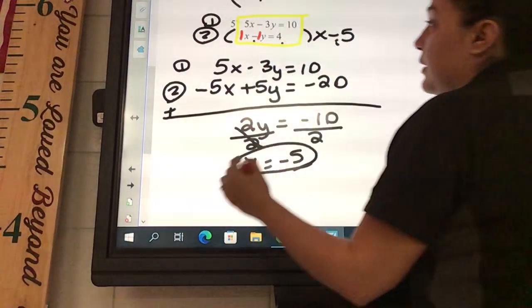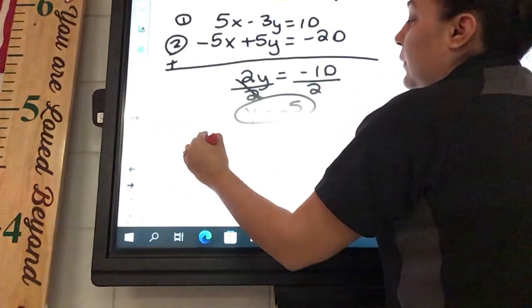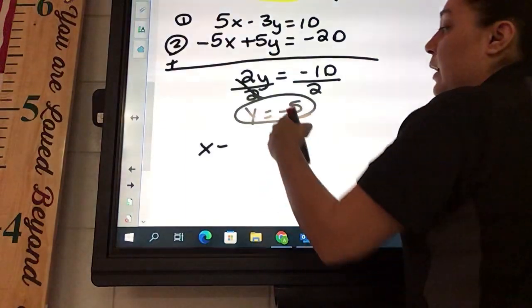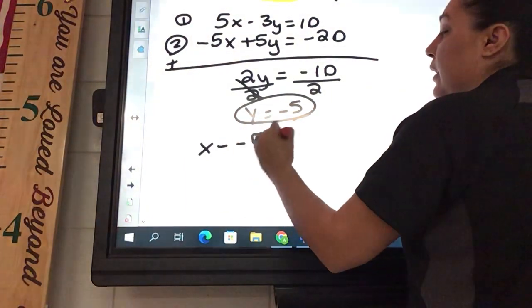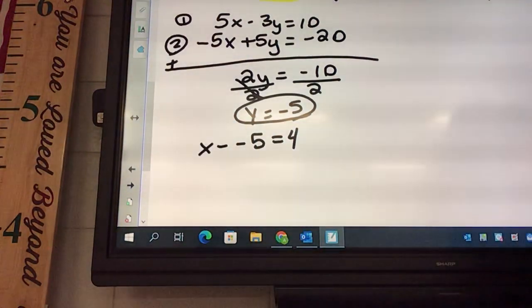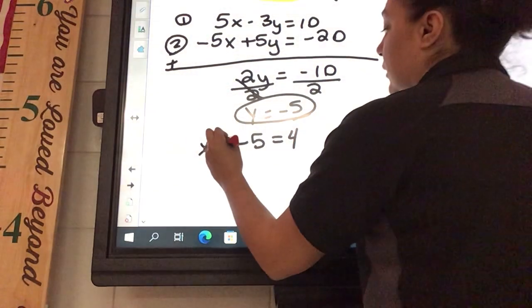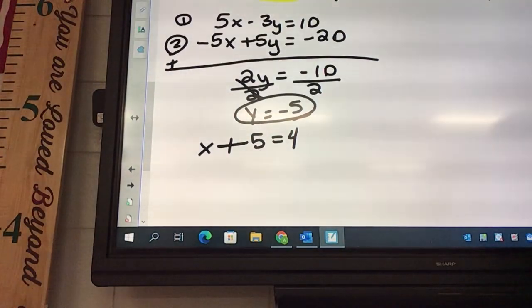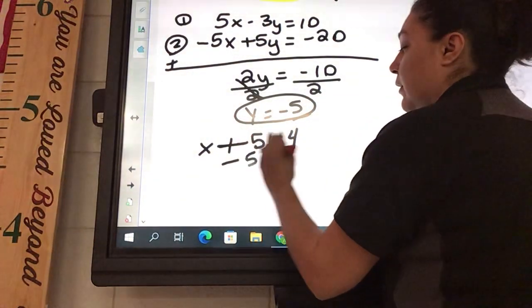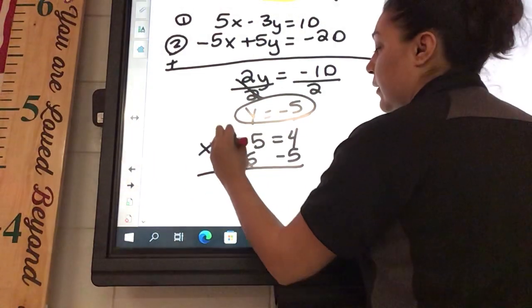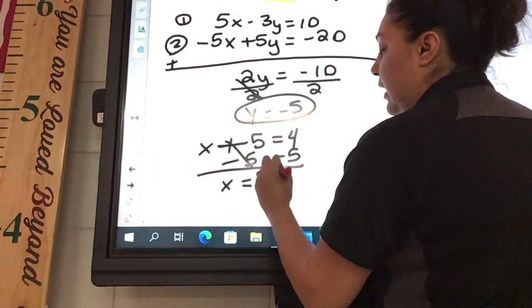Okay, so which one looks easier, equation 1 or equation 2? Equation 2. So we can say x minus, and my y is negative 5, equals 4. Okay, well, what's a minus minus? Plus, so it's really going to be x plus 5. And then we're going to have to subtract 5 from both sides. So we get x equals negative 1.